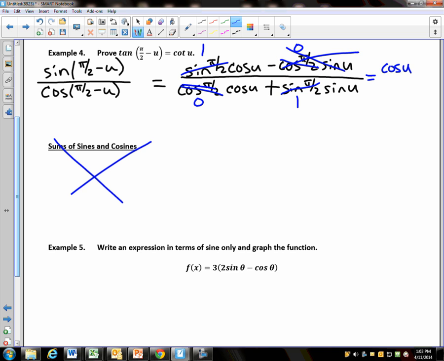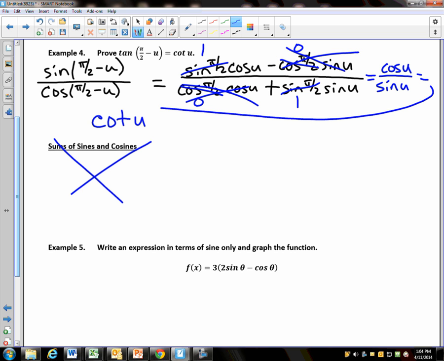0 times cosine of u, that goes away. And 1 times sine of u gives me just sine of u. What's another way of writing cosine of u over sine of u? Now, did we know that cotangent was going to be the answer? Yeah, it said prove it.